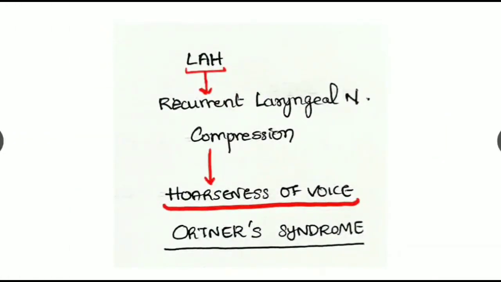And one more thing we have to keep in mind, that there is left atrial hypertrophy, and the recurrent laryngeal nerve is passing much closer to this left atrium, and while it is getting hypertrophied, the recurrent laryngeal nerve is compressed, and that causes the hoarseness of voice, which is known as the Ortner syndrome.